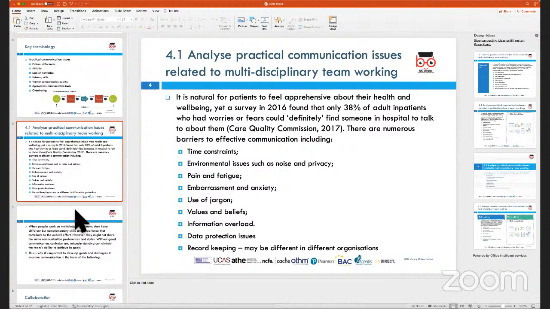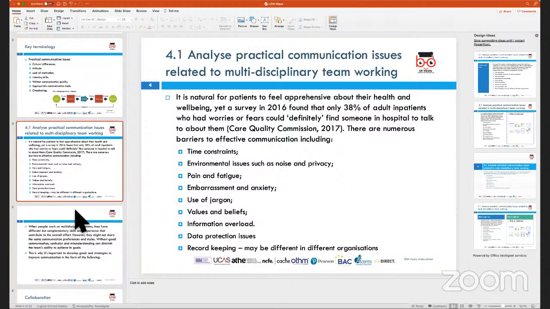There could be environmental issues if the place is noisy or there is lack of privacy. There could be things like pain and fatigue, specifically in the case of patients. It could be embarrassment and anxiety, again related specifically to patients. There is use of jargon by the health and social care staff, the medical staff, or the multidisciplinary teams which work to provide patient care. There were also values and beliefs, information overload, data protection issues, and record keeping, which is different in different organizations.